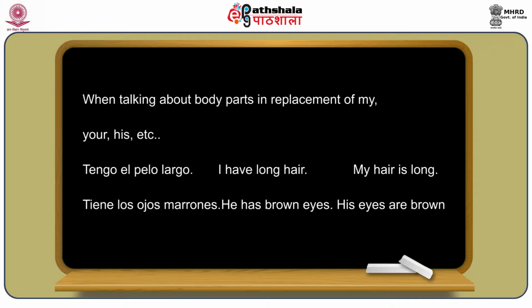For example, if I say I have long hair, in Spanish I will say tengo el pelo largo. Even though, if you pay attention, this el, which means the, is not translated in English. Same way, if I want to say he has brown eyes, I will say tiene los ojos marrones, which means he has brown eyes or his eyes are brown. Again, with los ojos marrones, los will not be translated in English. The meaning of los, which would be the, will not come.